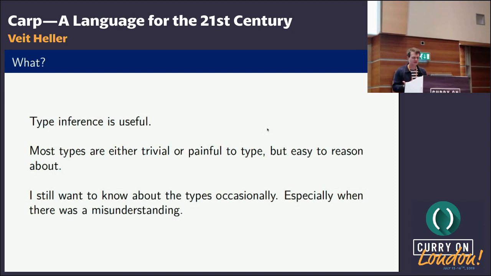But I do need to find out what the types are every once in a while, especially when there was a misunderstanding between the compiler and me, right? I thought that was valid, but it actually doesn't type check. So then I want to know what was wrong. And then the last thing is borrow checking. And because that's the newest and most unusual feature, I might just go over that really quickly.